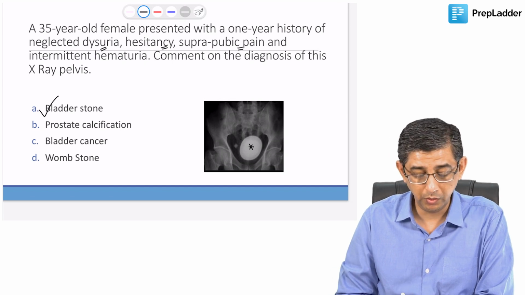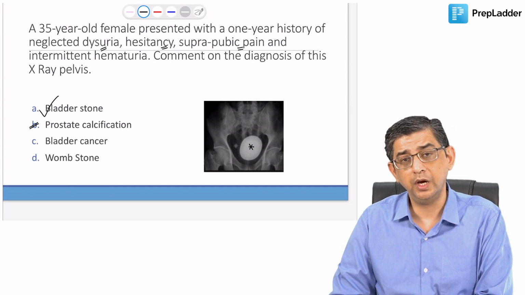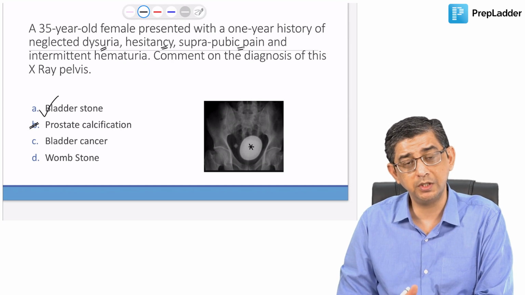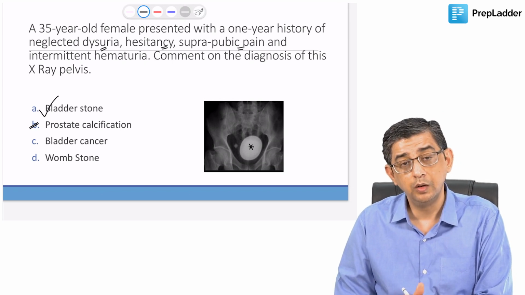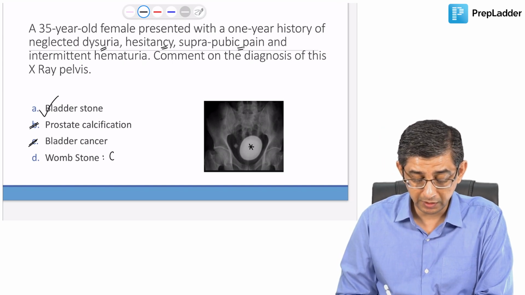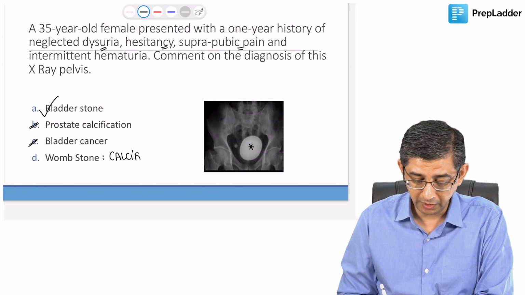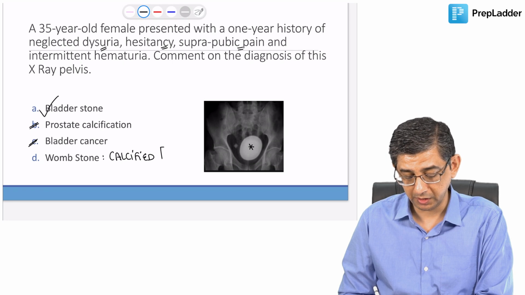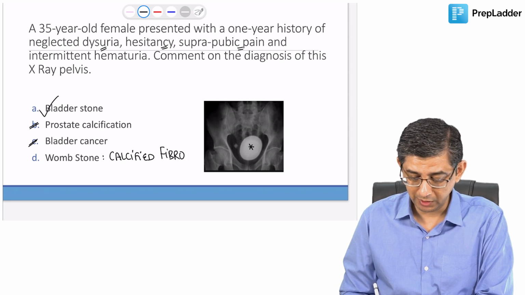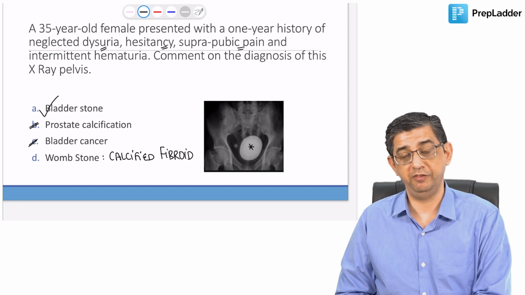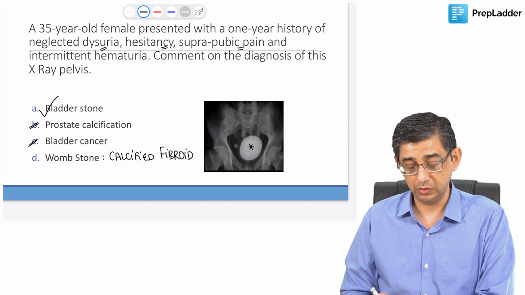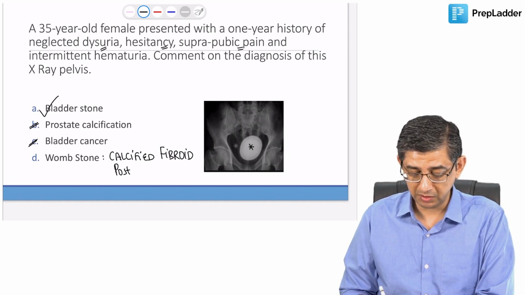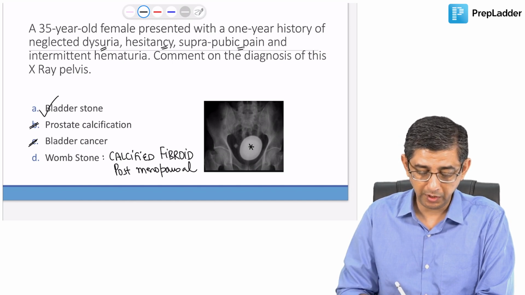Prostate calcification I'm ruling out because we're talking about a female patient, no? And even if it was a male given in the exam, prostate calcification can't be so big. Bladder cancer does not have calcification. Womb stone, what is a womb stone? It is a calcified fibroid. But then womb stone also develops in the postmenopausal age group. I repeat the statement once again. Option D, womb stone, is actually a calcified fibroid, and fibroids become calcified in the postmenopausal age group. Whereas in this case, the age of presentation is about 35 years. So option D can also be ruled out.